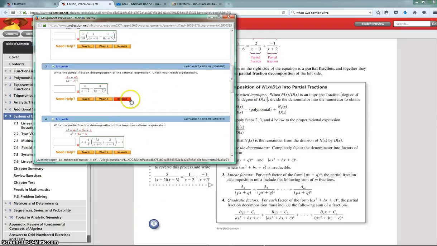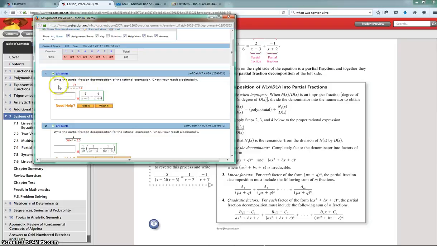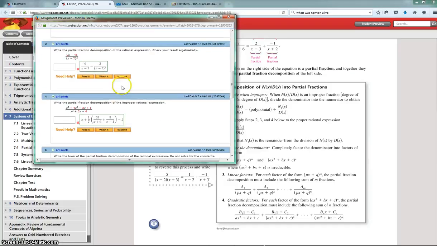So we'll be looking at number 1, breaking this one up, also number 3, breaking it up, and number 4, how to break it up. And we'll get you started on most of these.